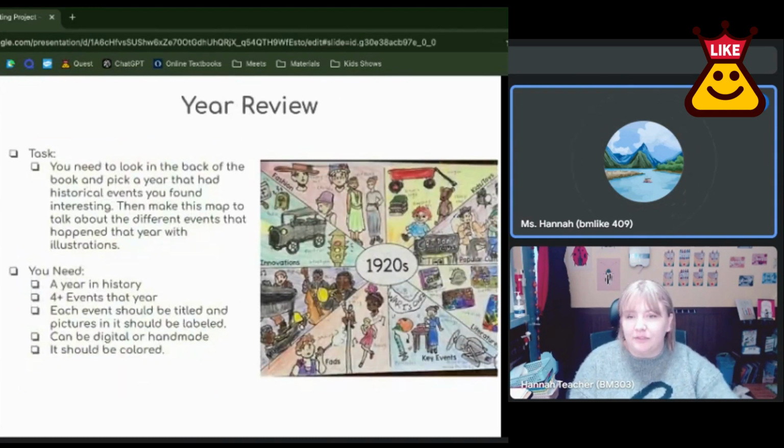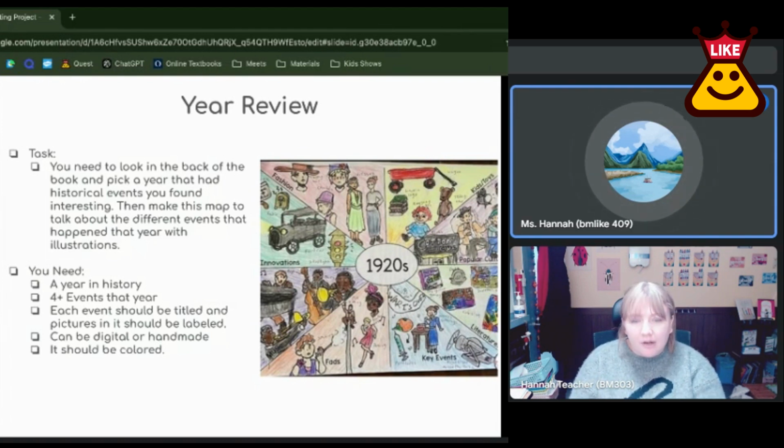Next, we have a year in review. So as you can see in the example, this person chose 1920, which is not a year we discussed, so it is not an option for you. And they talked about different things that happened in 1920, from trends to fashion to innovations. Ours is going to be a little bit different to better fit our needs.